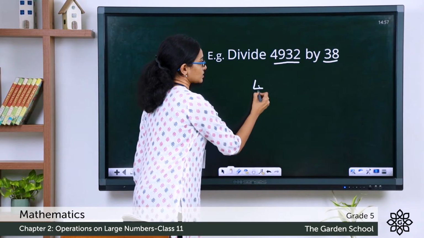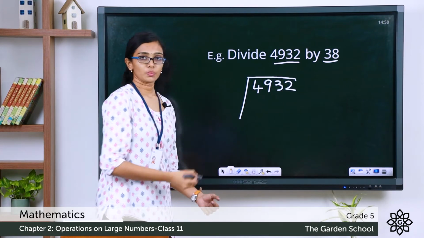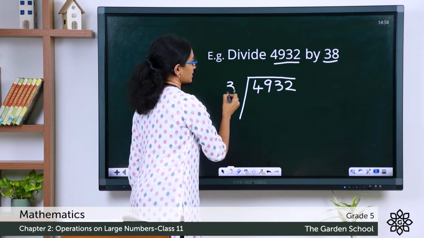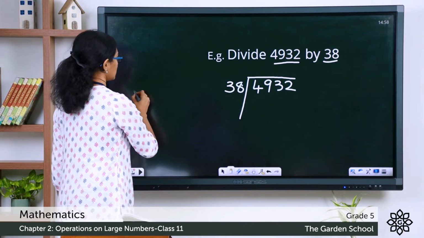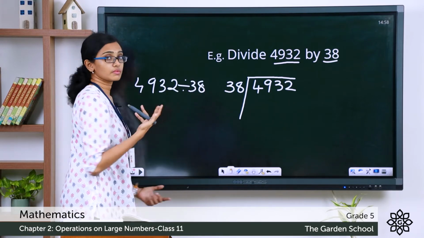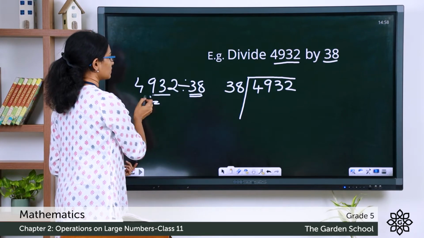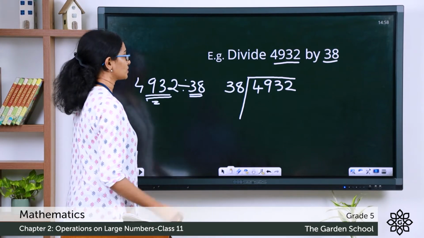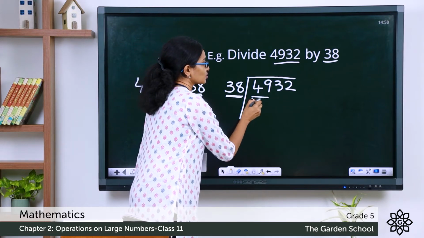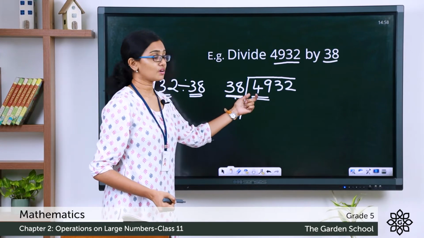So, first of all, let's write the dividend and divisor in a way so that we can do a long division. So, 4932 divided by 38. It means we have to find out how many 38s are there in this number 4932. Since we are dividing by a 2-digit number, let's see the first 2 digits of the dividend. So, we have 38 and here we have the number 49.